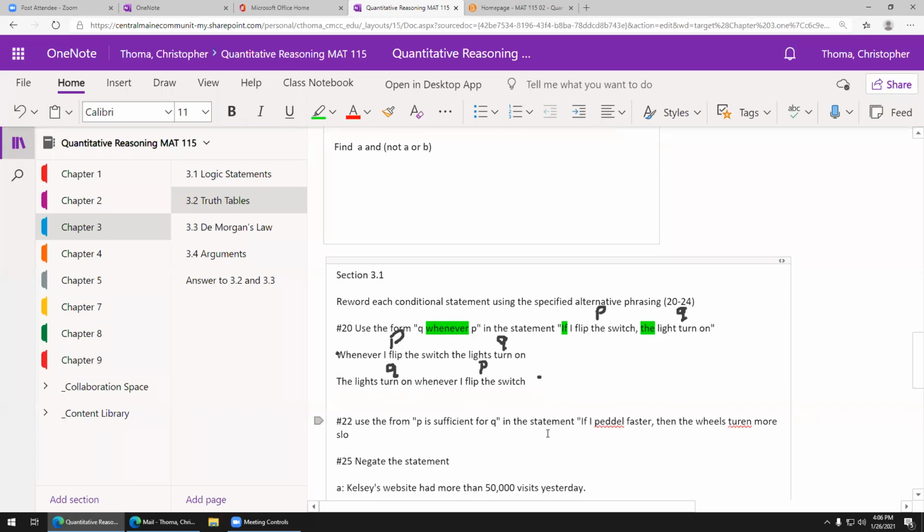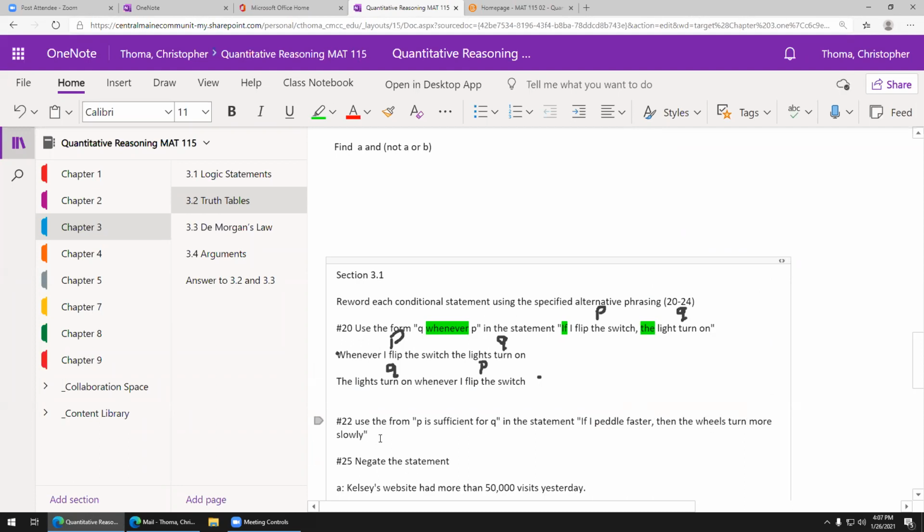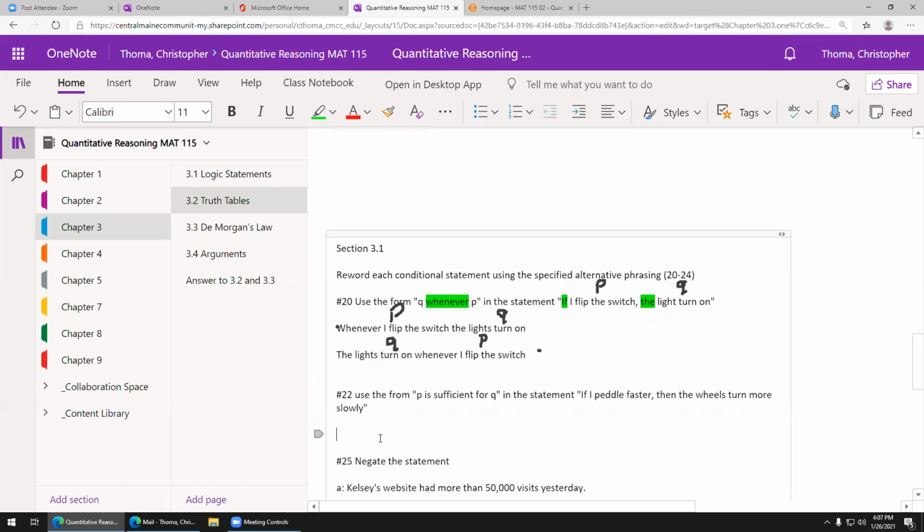Oh, my fingers got off the keys again. If I pedal faster, then the wheels turn more slowly. Okay, it's not a big deal, but that's question number 21, not 22, just in case somebody comes back to it. Oh, thank you. So let me change that. I just have to take this one word out because I didn't realize it's the same statement twice. No, it is. So that is 21. Dang it. All right, I'm just going to go with 21 now. I said 22 and then I didn't do it. So 21: use the form P is sufficient for Q in the statement, if I pedal faster then the wheels turn more slowly. Yep, that is 21. So it wants me to replace the if-then with sufficient.